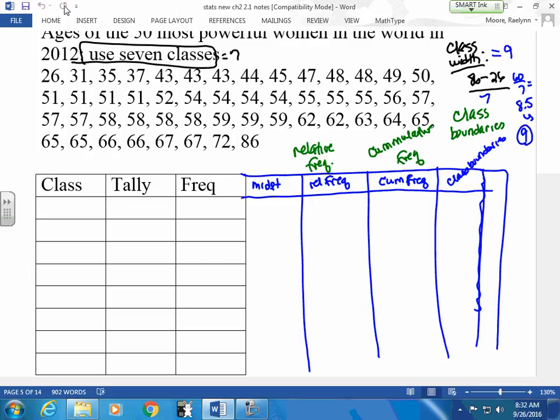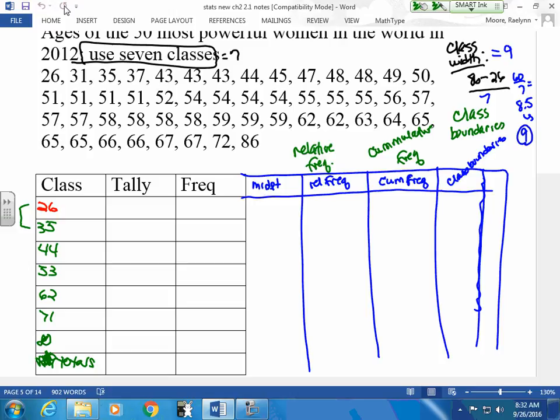So we're going to start with your first entry, your minimum entry. This is where your class width goes, right here. Add 9, all the way down. Sorry, that doesn't make sense. I left this here for totals. Just write totals on the last row.